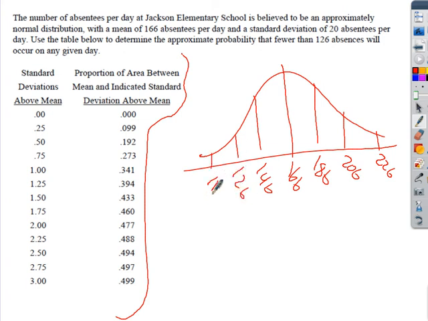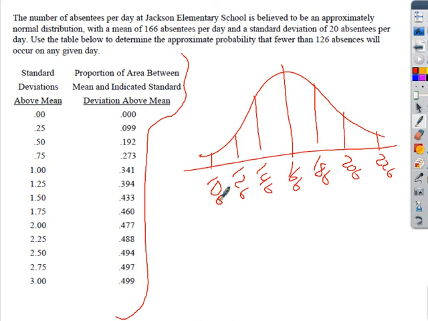All right, let's see what they're looking for. The number of absentees at this elementary school is believed to be approximately normally distributed with a mean of 166 absentees per day. Wow, they've got to get these kids to school. And a standard deviation of 20 absentees per day. Use the table below. They want to find out fewer than 126.